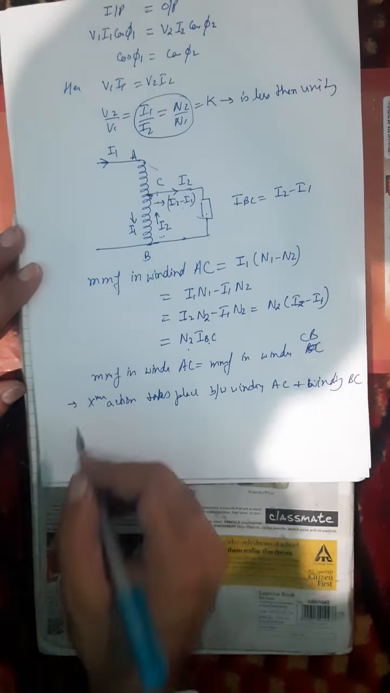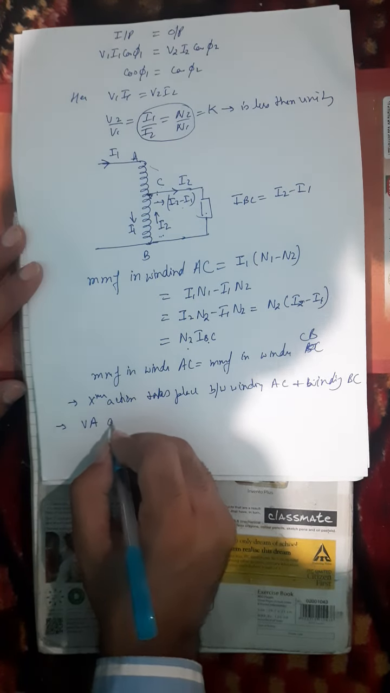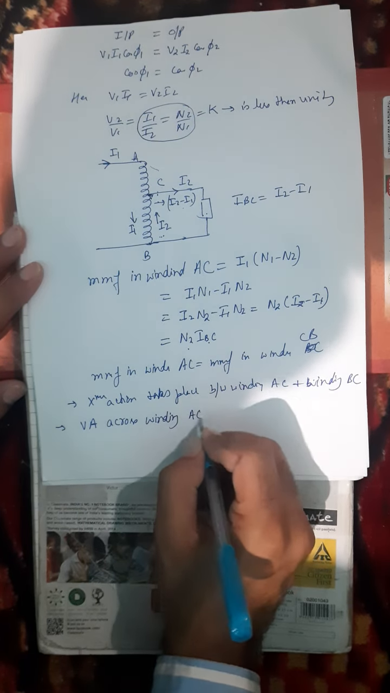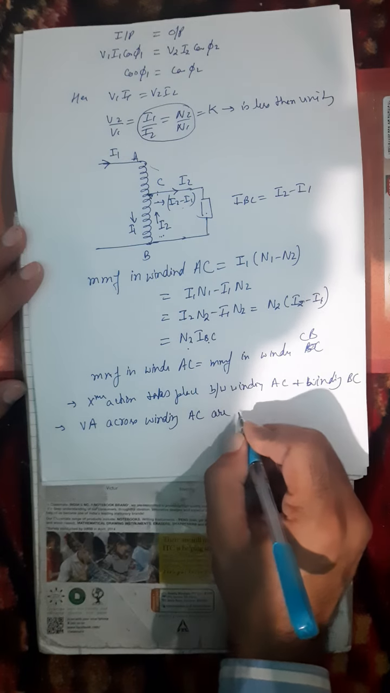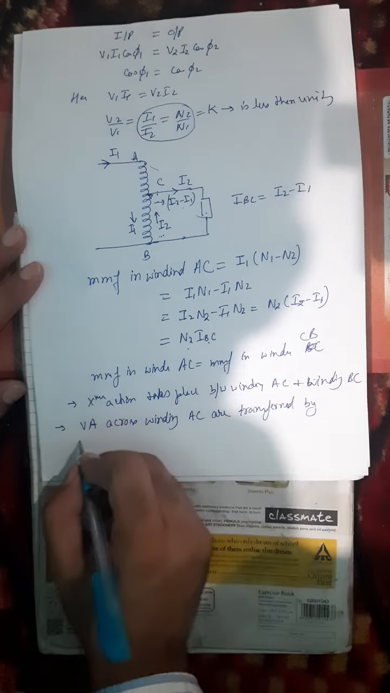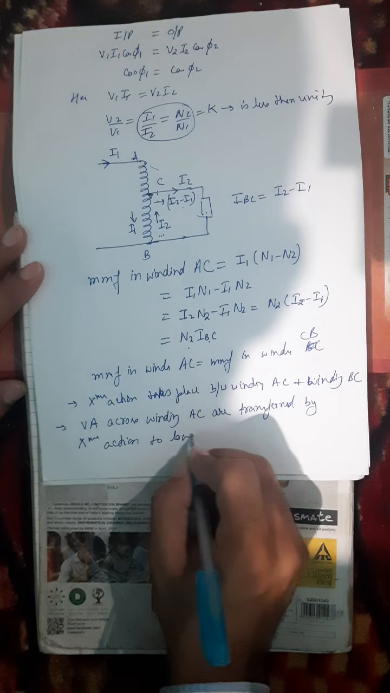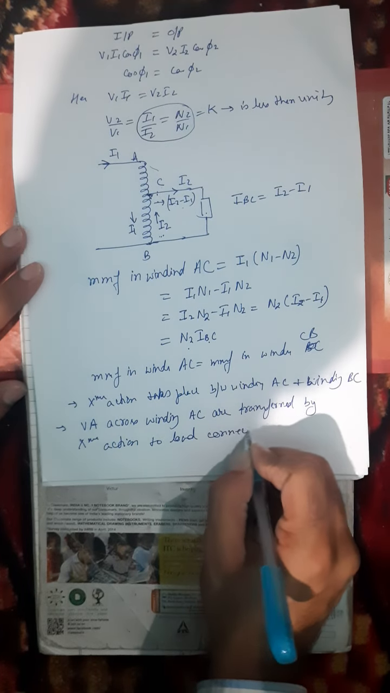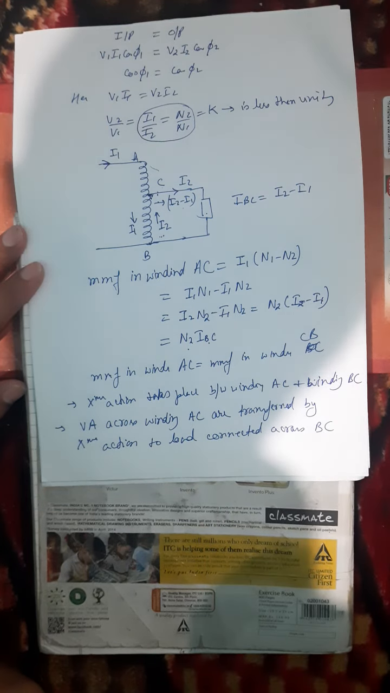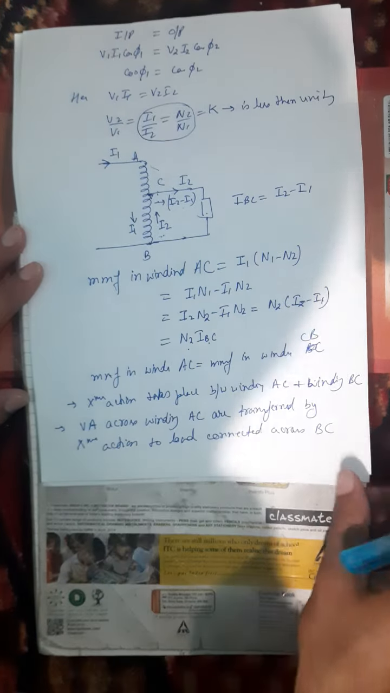What I am trying to say is that the volt amperes across winding AC are transferred, or transformed, by transformer action to the load which is connected across BC. Now let us determine the power that is transformed in volt amperes to the output.